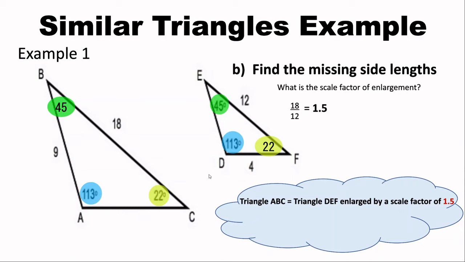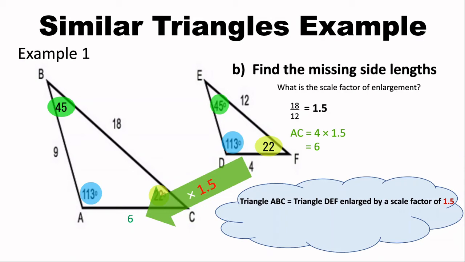So I know that side length DF, which is between the 113 and the 22 degree angles, must correspond with the side length AC, again between the 113 and the 22 degree angle. And to find out what length AC is, I simply need to multiply its corresponding side length by our scale factor 1.5. 4 times 1.5 gives me 6, so side length AC must be 6.